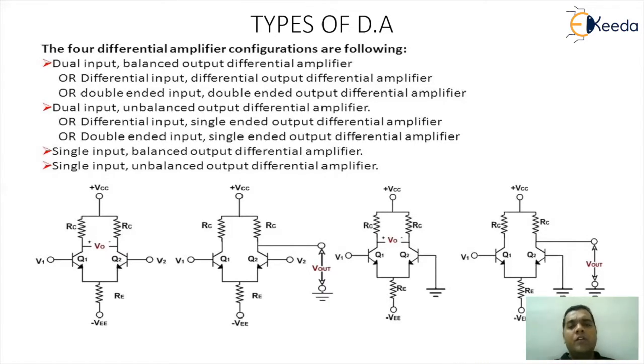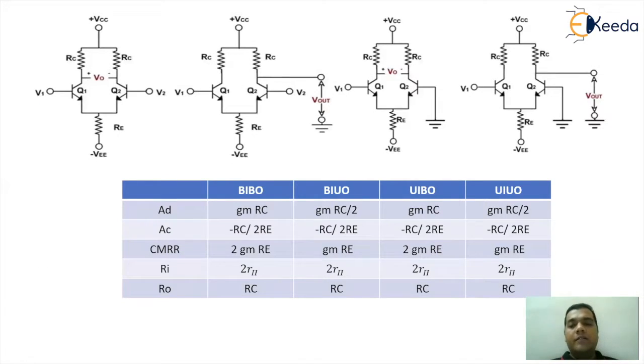Now, we need to understand an important point regarding the definitions of gain. Here we can see there are four differential amplifiers: dual input, dual output; dual input, single output; single input, dual output; and single input, single output. They can be defined as balanced input, balanced output; balanced input, unbalanced output; unbalanced input, balanced output; and unbalanced input, unbalanced output.